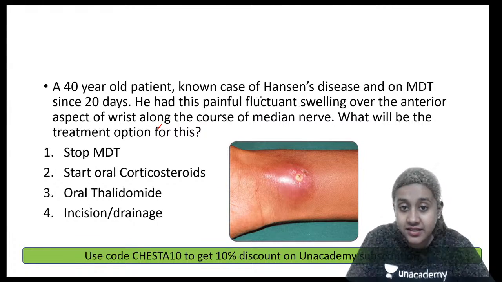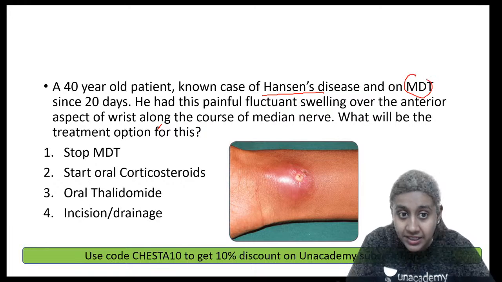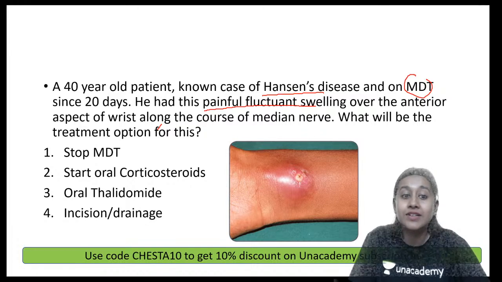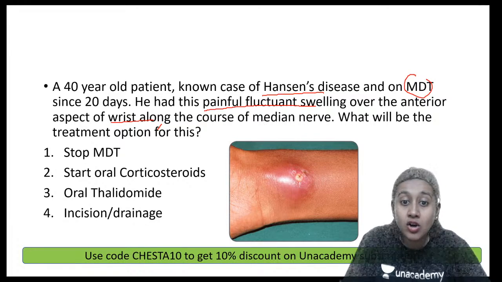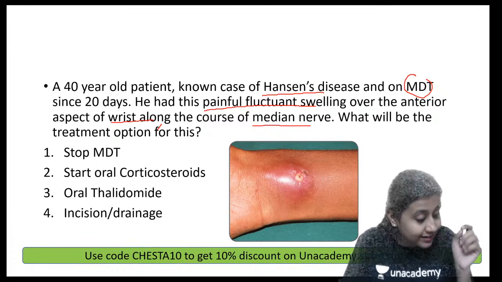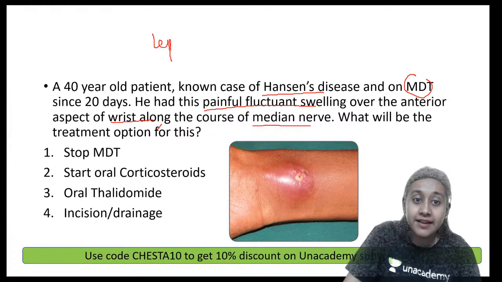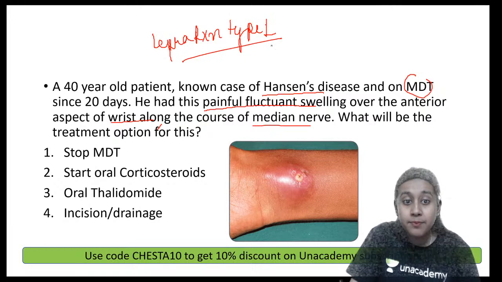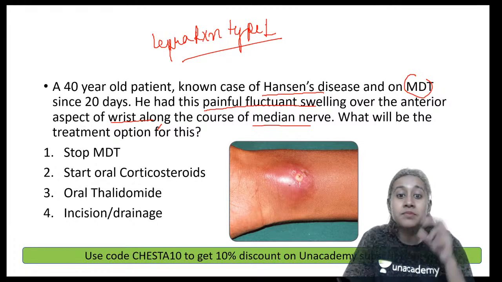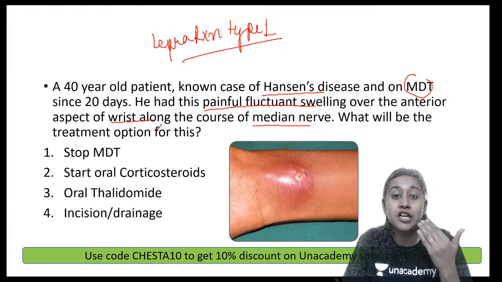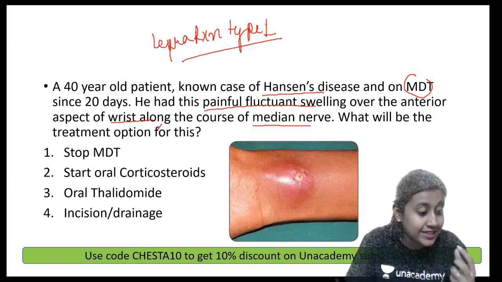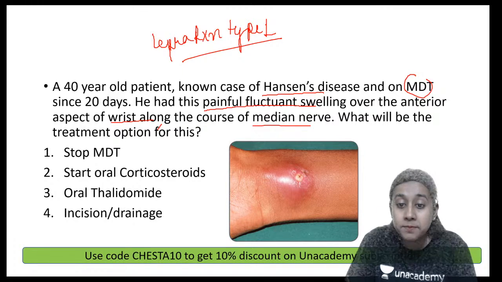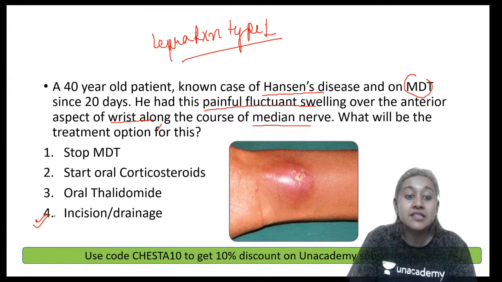So this is a case of Hansen's disease who was started on MDT. Now after starting on MDT, patient developed fluctuant swelling over the anterior aspect of the wrist along the course of the median nerve. So you are right, Vinay, it is a case of lepra reaction type 1. In lepra reaction type 1, a patient developed this type of swelling with fluctuant pain. So what is the answer here? Please remember, whenever you see a case of nerve abscess, always the answer becomes incision and drainage.